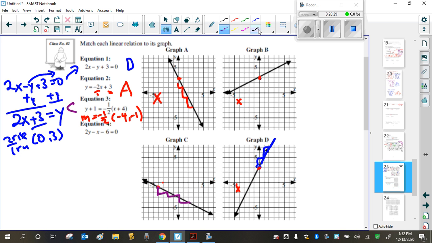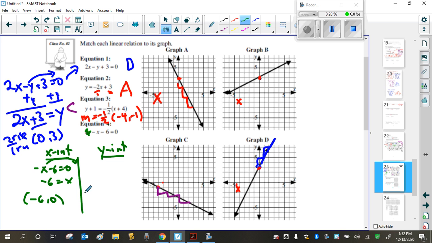And now I am actually going to do the XY intercept with this one. And I'm going to do it kind of shorthand. X-intercept means there's no Y part. So I have to solve negative X subtract 6 equals 0. And I'm going to bring my X to that side to get X equals negative 6. So I need the point negative 6, 0.